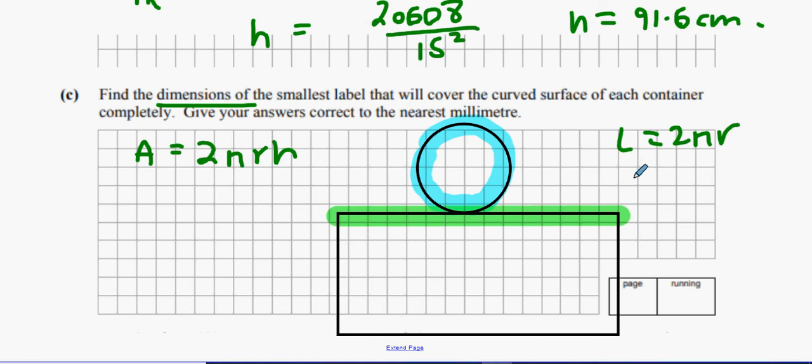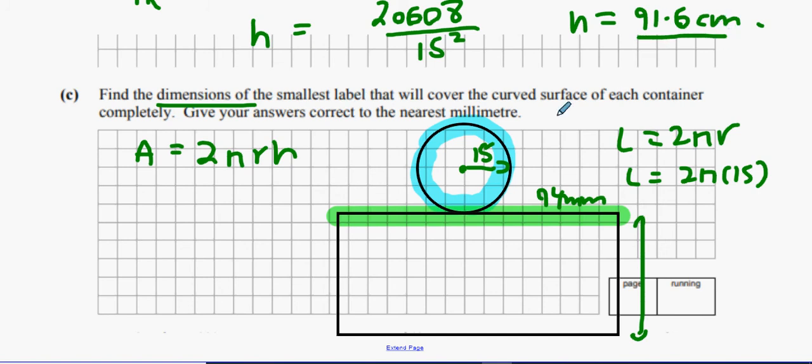And what's the r value of this question again? 15. Yes. So L equals 2 pi times 15. And chuck that into the calculator. You're going to get 94.28 millimeters. Never mind, we call that 94 millimeters. Okay, and what about the height? We already got that a minute ago, didn't we? 91.6, but if it says do it to the nearest millimeter, we'll do that as 92 millimeters.